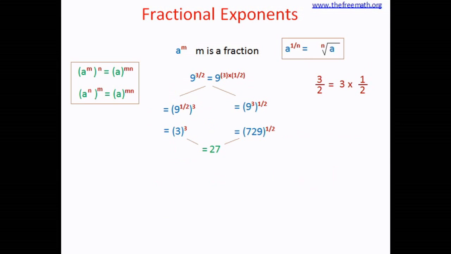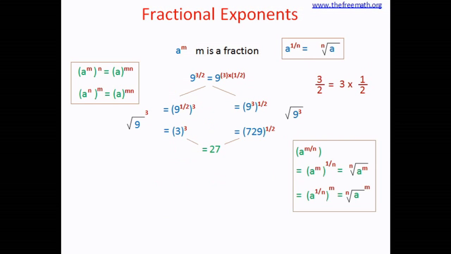So either you first calculate the cube and then calculate the square root, or you first calculate the square root and then cube it. It doesn't matter. Whatever is easy for you, you do it that way. Let's write it down using variables. a to the power of m over n equals the nth root of a to the power of m, or the other way around, the nth root of a, to the power of m. Again, you can do it in any order. You are going to get the same result.